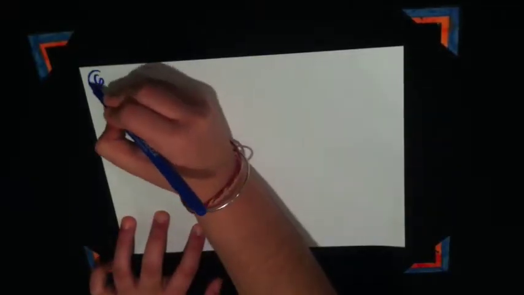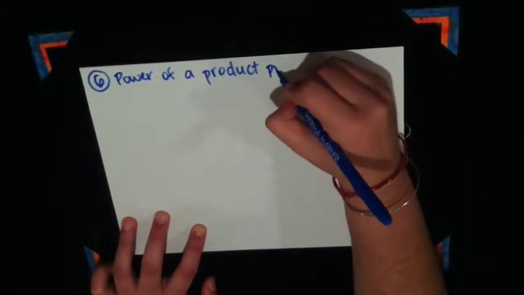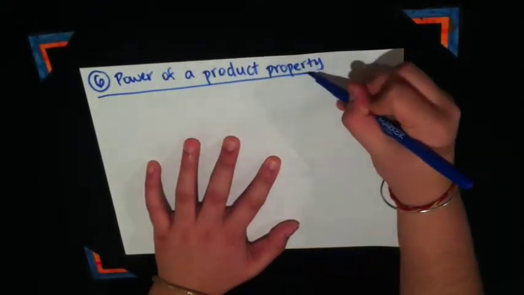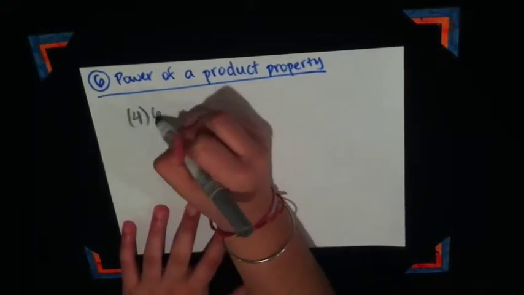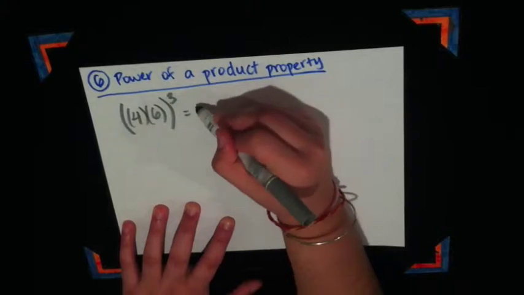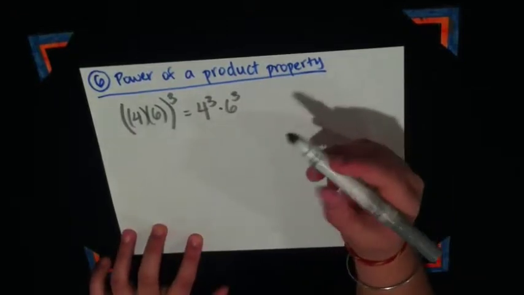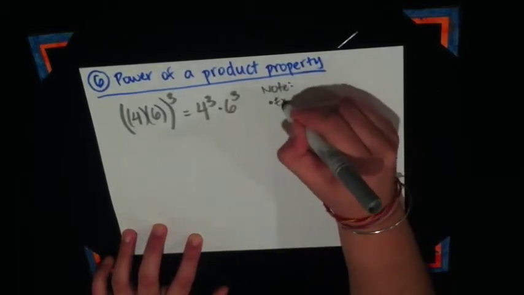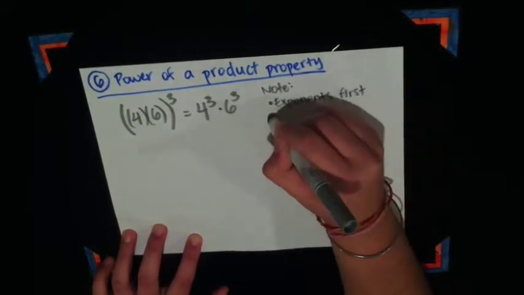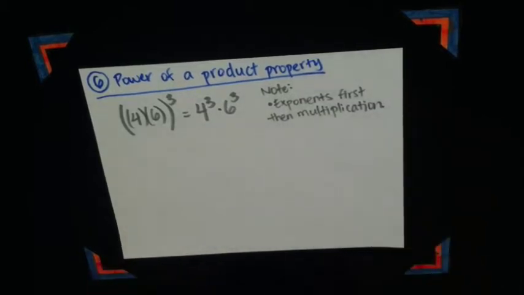Number 6. Power of a product property. Now, let me show you an example. (4 times 6) to the third power equals 4 to the third power times 6 to the third power. So, in this case, 4 is to the third power and 6 separately. Something to note is that exponents come first, then multiplication, as used in this case. First exponents and then multiplication.